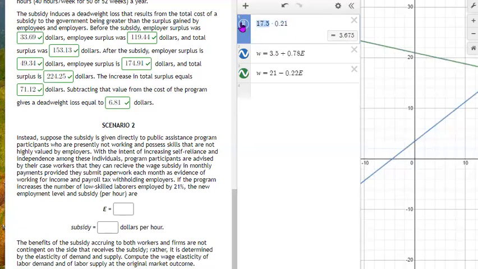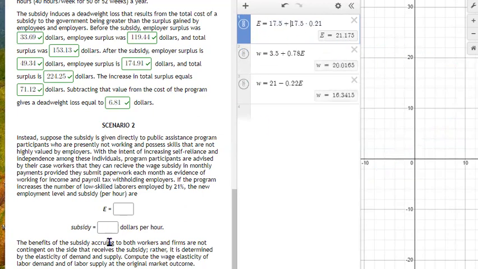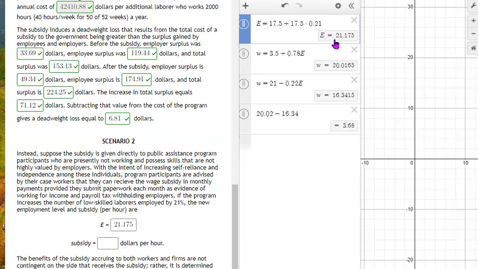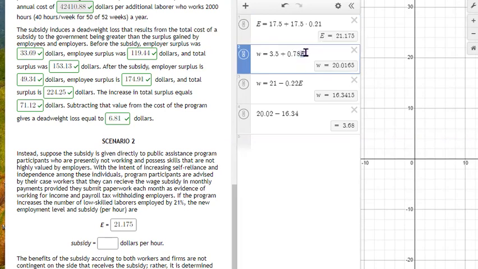Employment was 17.5. It increases by 3.675 to what? It increases to 21.175, so the same amount, right? Now, when we calculate this new employment level, 21.175, and we set it equal to E, Desmos, if you remember, will replace the E with this value, and it comes up with $20.20, rounded to 2 decimal places. It does the same thing in the labor demand equation, 16.34, right? And so the subsidy, again, is the difference in these two.